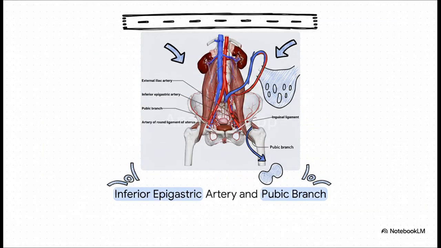But wait, before we completely leave that express highway, the external iliac artery actually does drop off two small local branches right before it exits the pelvis. The most notable one heads up to supply the abdominal wall. That's your inferior epigastric artery. But there's also a tiny little pubic branch that loops down toward the pubic bone.